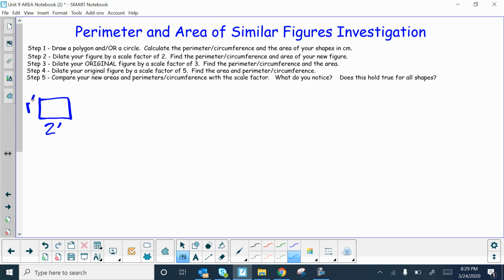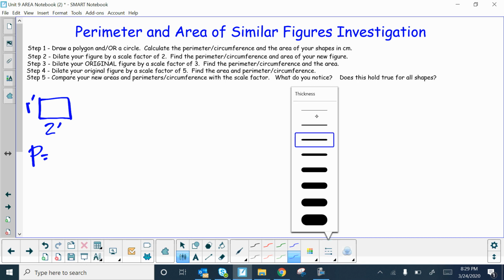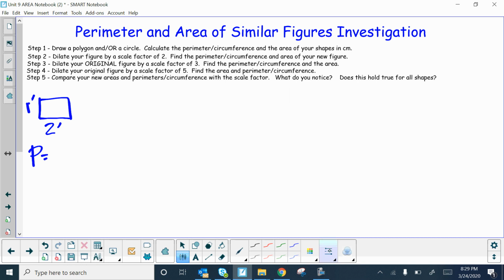So the perimeter we'll do first. The perimeter of this rectangle is 2 plus 2 is 4, plus 2 more is 6. So this is 6 feet. And then the area of this figure is 2 square feet, because 1 times 2 is 2. Okay, so there's the area and the perimeter of our first figure.